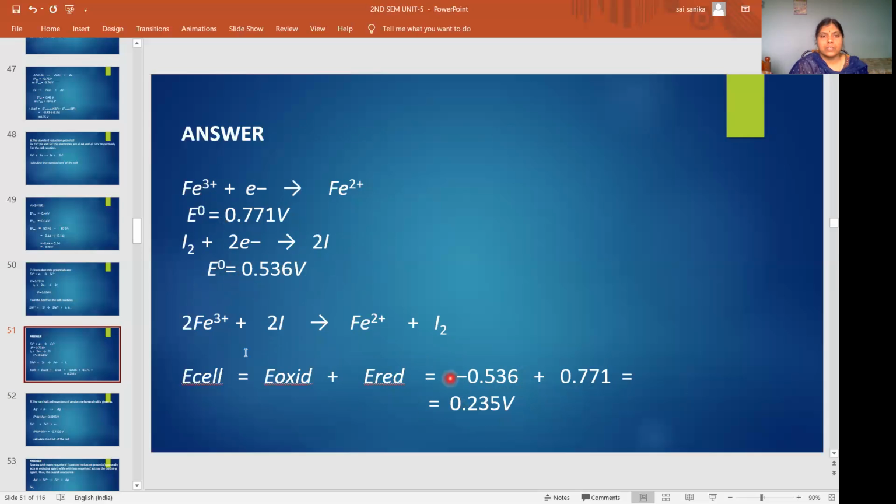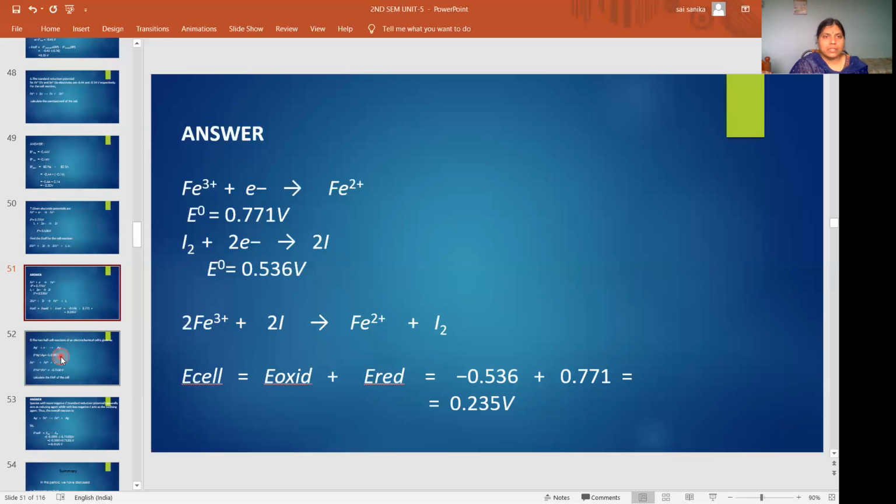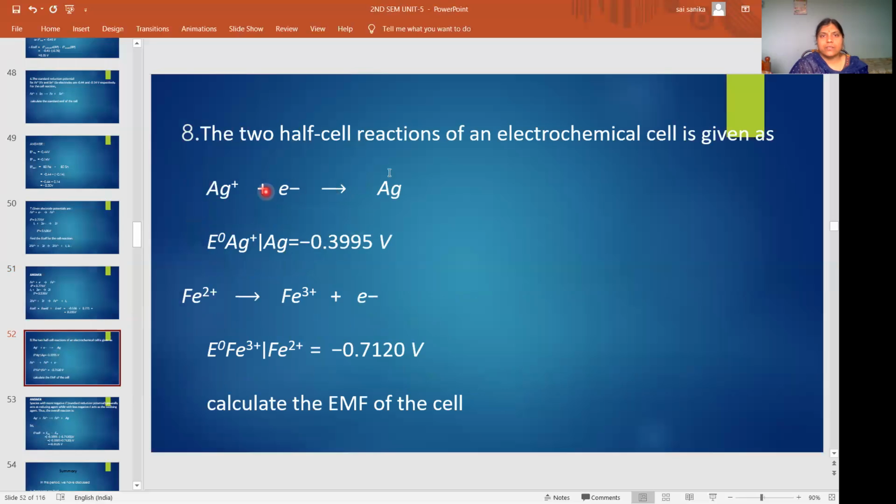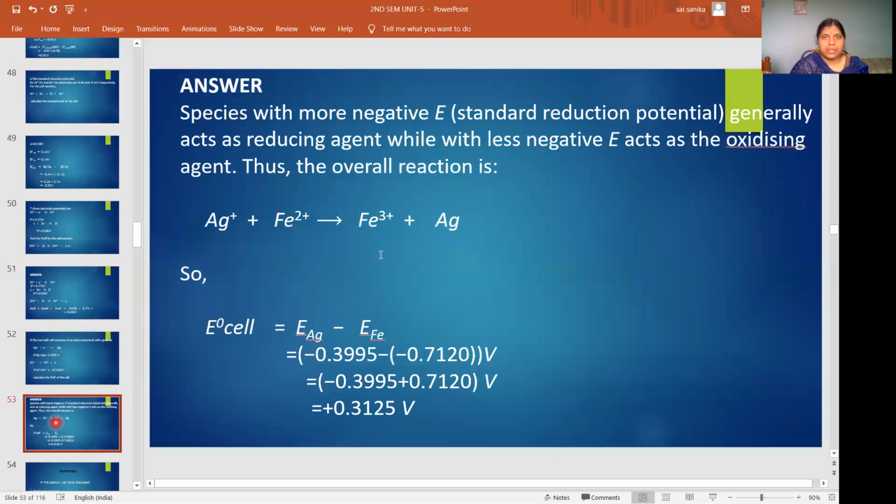0.235 volts. So this is the E cell of this cell. Like this you have to calculate. Once again, here are the two half-cell reactions of an electrochemical cell. Here Ag is undergoing reduction and iron is undergoing oxidation. Here it is asking to calculate.